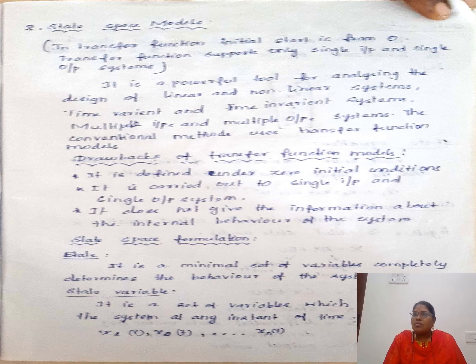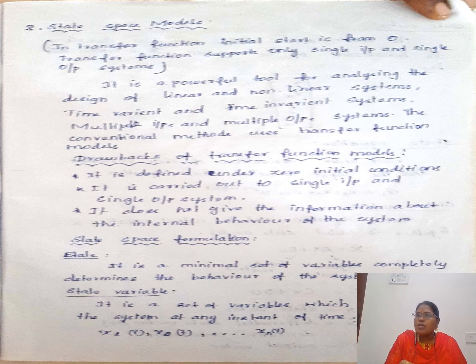The next one is the state space model. The transfer function always assumes the initial condition starts with 0, and it has some drawbacks. The first drawback is that it can be defined only when the initial condition is 0. The second one is that it can be used only for a single input and single output system. And this transfer function model doesn't give information about the internal behavior, what is happening internally inside any system. That is the main drawback of the transfer function model.